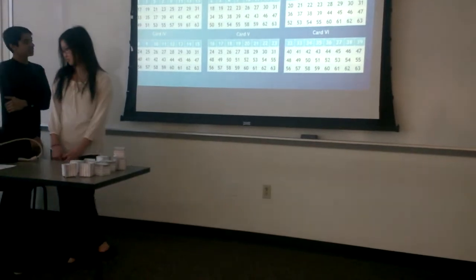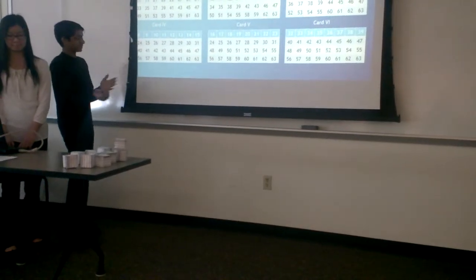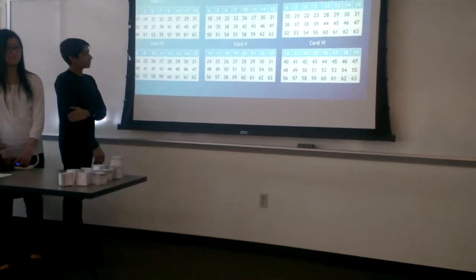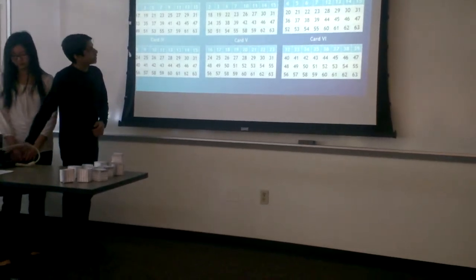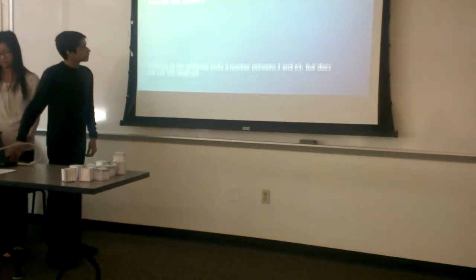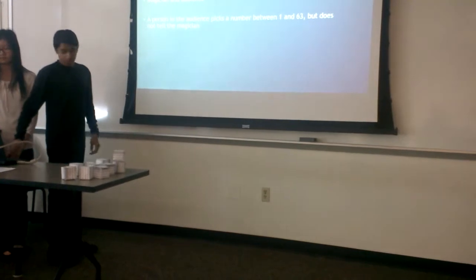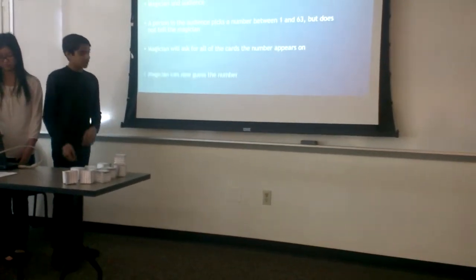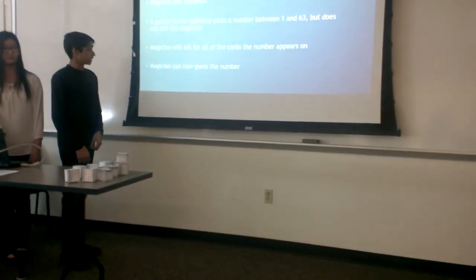Okay, so the game is played with this set of cards. If you look at it for a second, you'll notice some patterns. Each card starts with a power of 2. Let me explain the game. There's a magician in an audience, and the audience member will pick a number between 1 and 63, but they won't tell the magician what it is. Then the magician will ask which cards out of that set the number appears on, and then the magician will be able to guess the number.